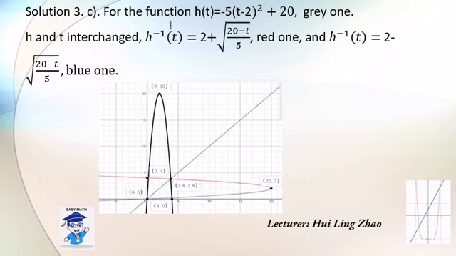Solution C. For the function h equal negative 5 times the perfect square of t minus 2 and then plus 20, the gray one. So we can see the opening down. There is a maximum point here. And h and t interchange, so we can get h negative 1 equal 2 plus the square root of (20 minus t) over 5, the red one. Another one is h negative 1 equal 2 minus the square root of (20 minus t) over 5, the blue one.